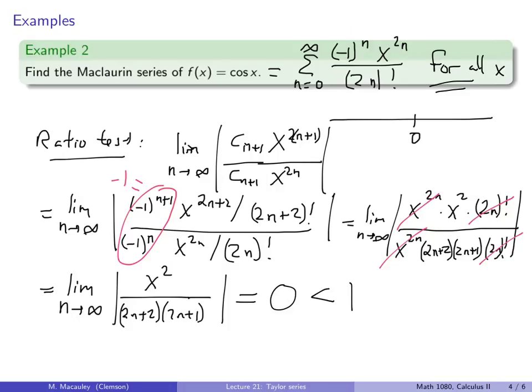So cosine of x, if you take any x, any real number, and you plug it into this infinite series, the series will converge to some number, and that number is exactly cosine of x. And if you step back and think about it, that's pretty incredible. That for every single real number x, we can write cosine of x as an infinite series that converges to that number.